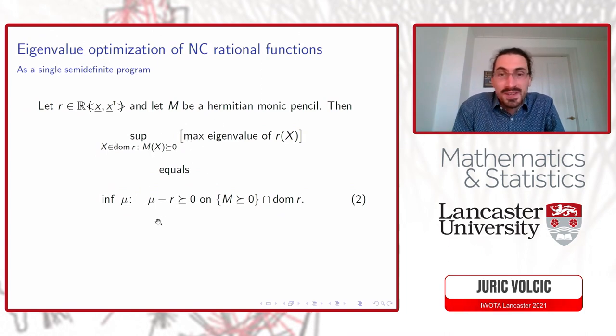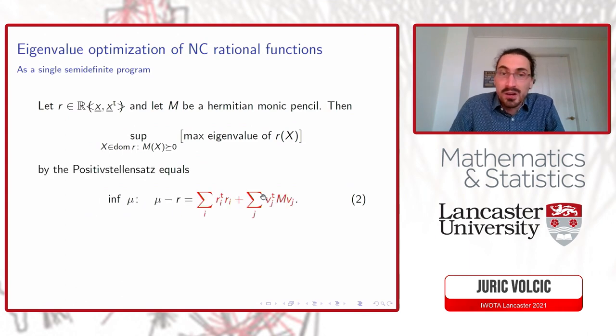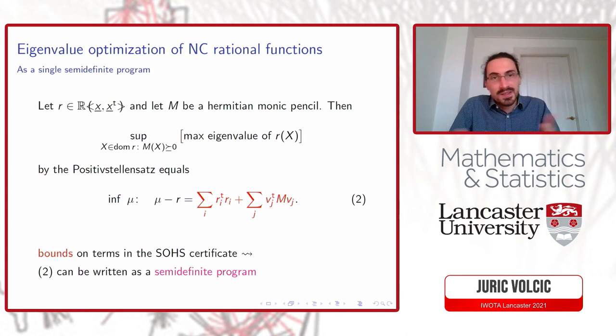We translate this into a question about whether mu minus R is positive semi-definite on the free spectrahedron. Since we have a Positivstellensatz, that translates into finding the smallest possible mu such that mu minus R has this sums of squares representation. As I said before, in this NC setting we have bounds on the terms in the sums of squares certificate. So this optimization problem can be written as a semi-definite program.